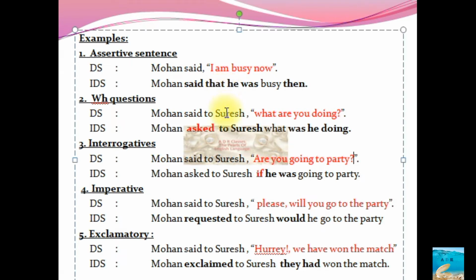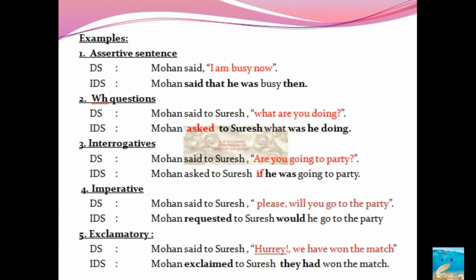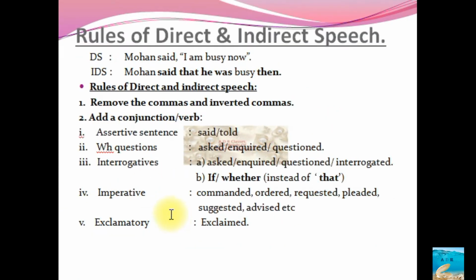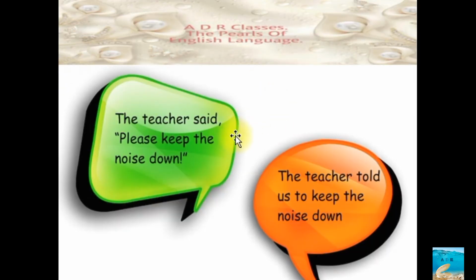Now, the third rule. We have seen the assertive sentence, the interrogative sentence, and the WH forms of questions. I hope it is quite clear till now, because this is very important in direct and indirect speech. If you understand this, you will clearly understand the sentence. See, in our introduction class I took this example: the teacher said, please keep the noise down. Now the teacher is not requesting, but though the tone is requesting, we have not used the word request here.